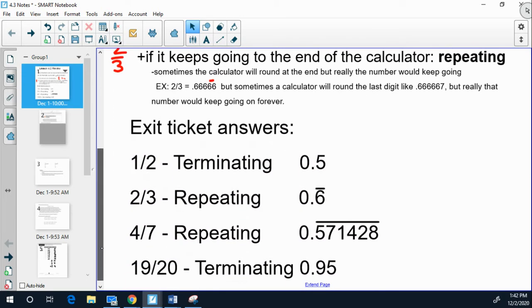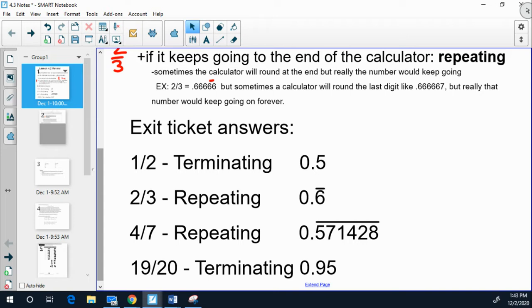Real quick, the answers to the exit ticket from a few days ago, 4.2. If you did not get that in yet, be sure to go back to Tuesday and do that so you can get those points. These were the answers. So on 2/3 and 4/7, it keeps going. We don't see the end of that, so those are repeating. So the two you should have selected were 1 over 2 and 19 over 20. Those were the two terminating decimals.